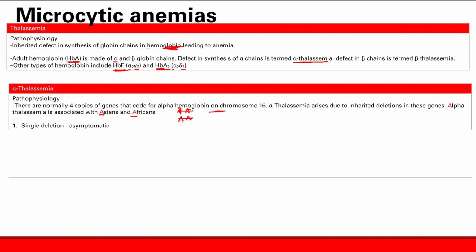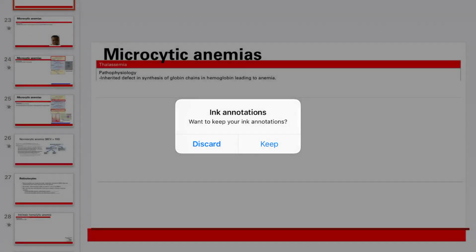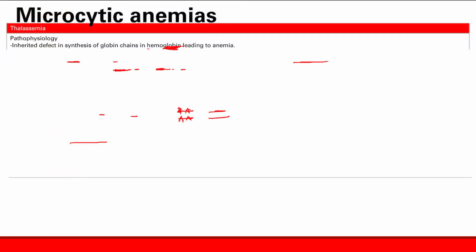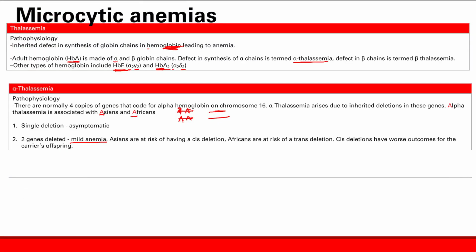Now, if you have 2 deletions, first of all, you get a mild anemia because you have reduced alpha globin production. Now you can either have a cis deletion or a trans deletion. And what does that mean? A cis deletion, remember, cis means it's on the same side. So let's go back. Again, we're at the cis deletion. So we lost this one, and if it's the same side, same chromosome, that's a cis deletion.